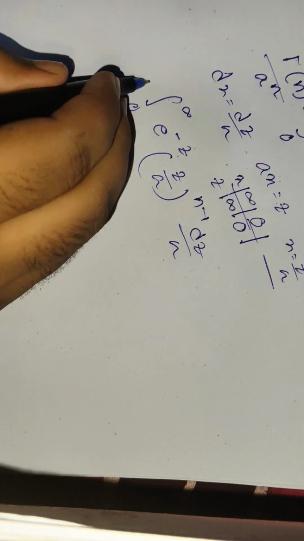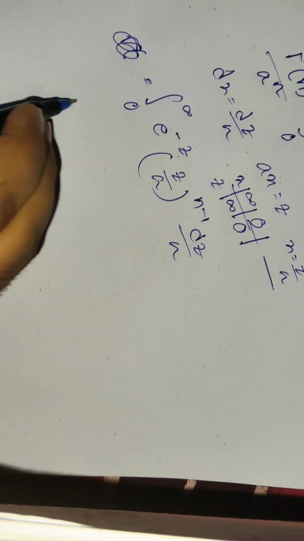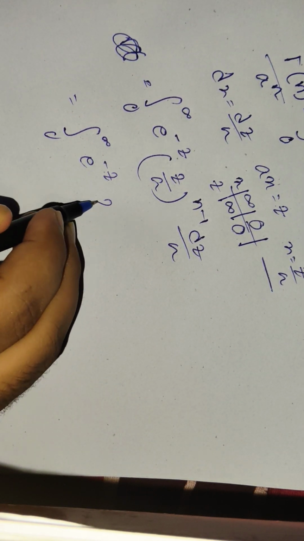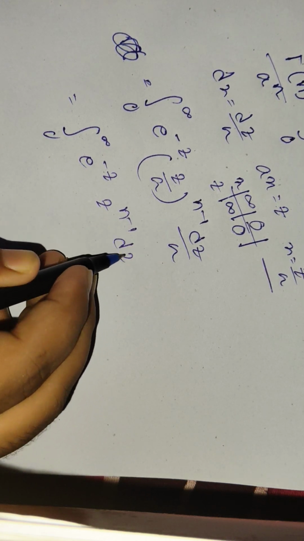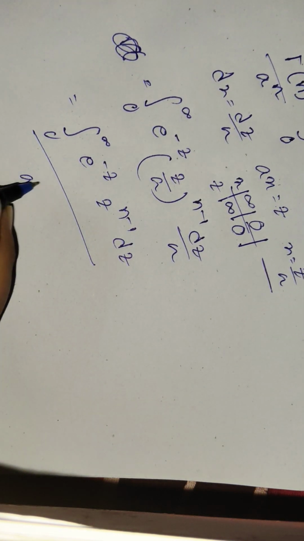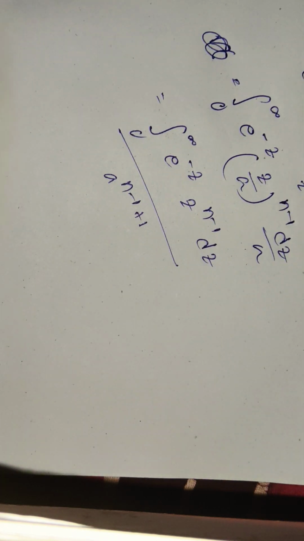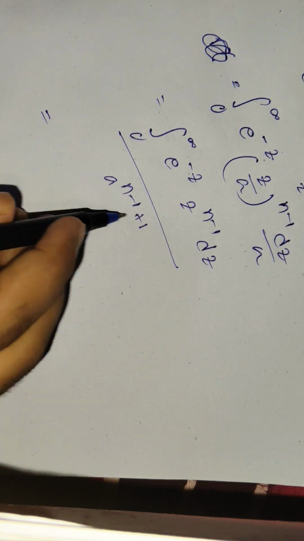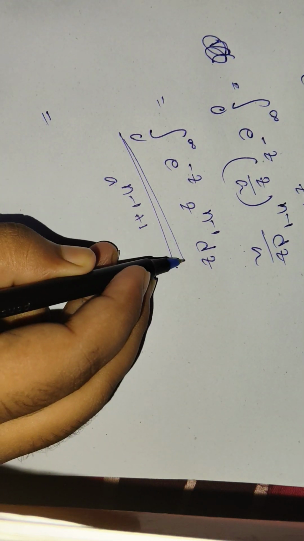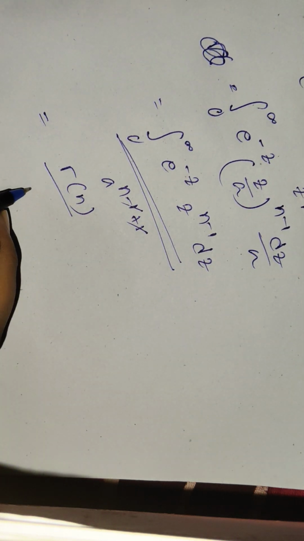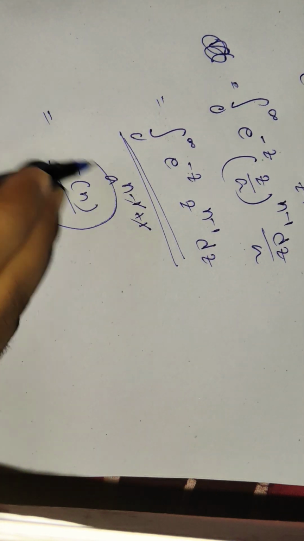Now it is very simple. The integral from 0 to infinity of e to the power minus z, z to the power n minus 1, dz, whole divided by a to the power n minus 1, and this is also plus 1. I'm doing a little step jump, hopefully you can understand. This is nothing but the gamma function. This is gamma n, and this is a to the power n. So you can easily prove that.